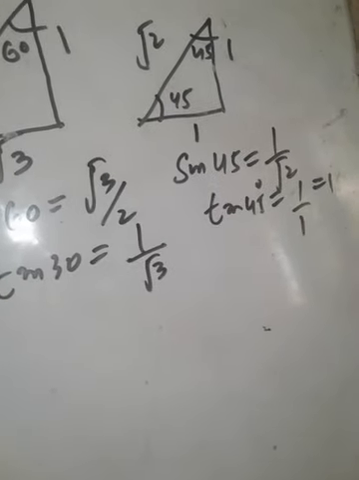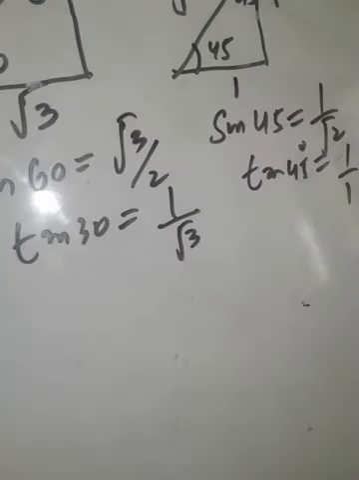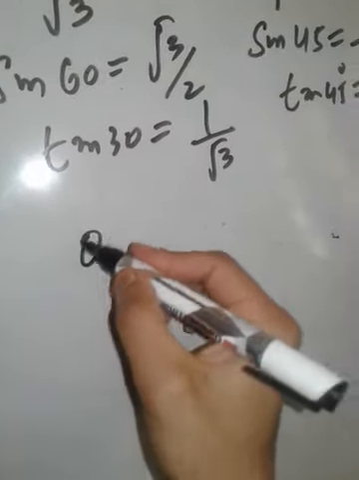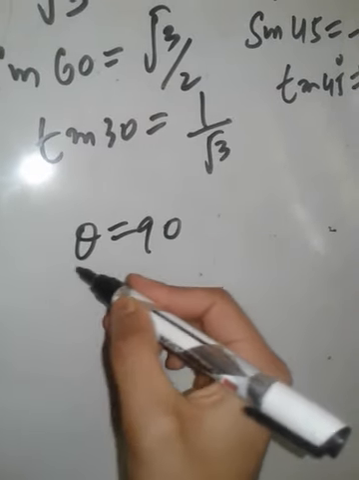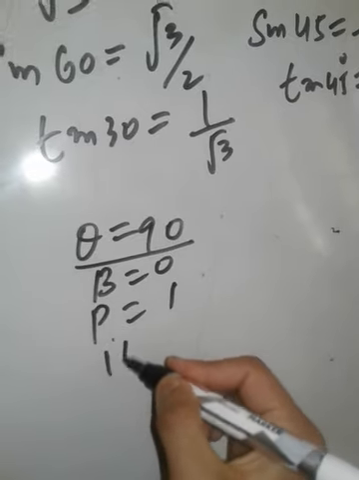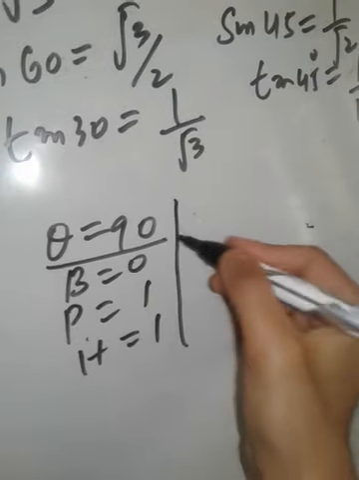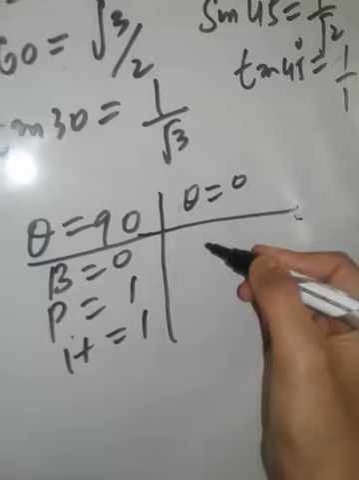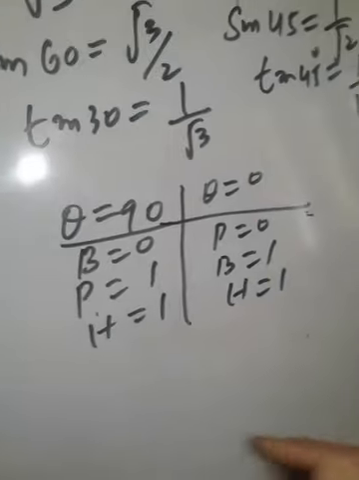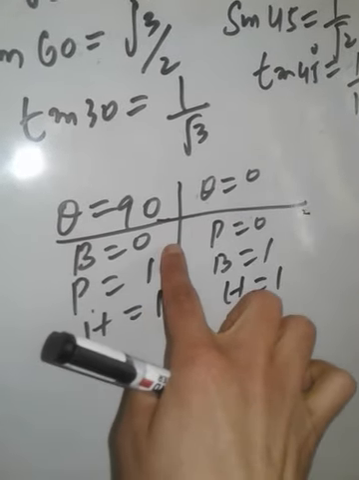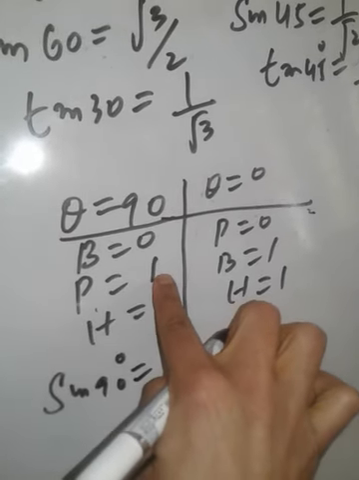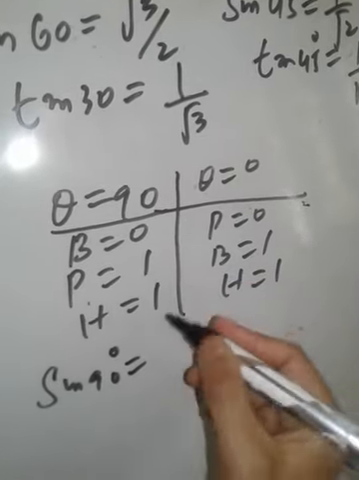Now to find the ratios of 0 and 90, what you have to do is remember this: when theta equals 90, b equals 0, p equals 1, h equals 1. Remember this trick. And when theta equals 0, p equals 0, b equals 1, h equals 1. Have a look. For example, you need to find sine 90. Sine is perpendicular over hypotenuse. This is 1 by 1.